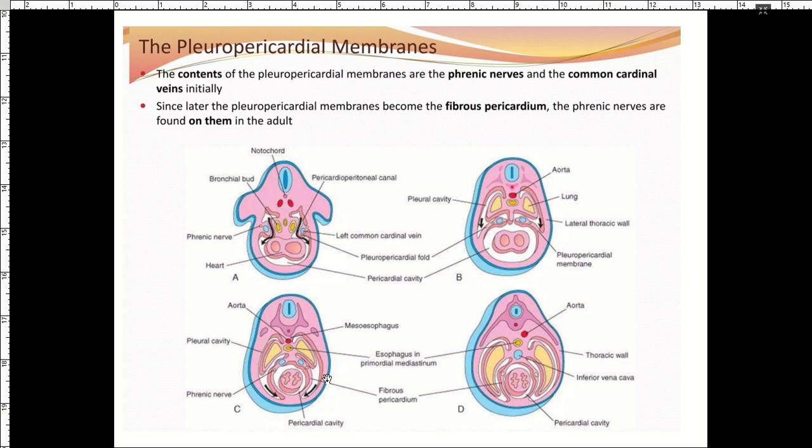We spoke of the phrenic nerves, and the common cardinal veins, which would be forming the inferior vena cava. And then, taking note of this, these pleuropericardial membranes are later going to form your fibrous pericardium.